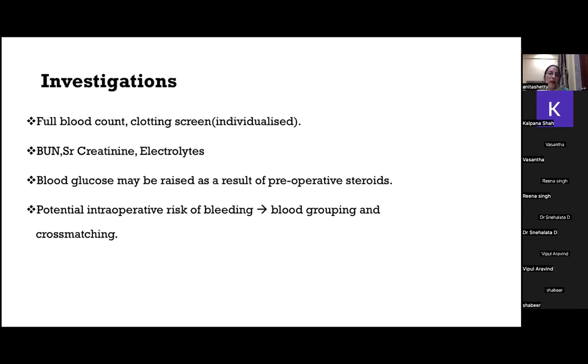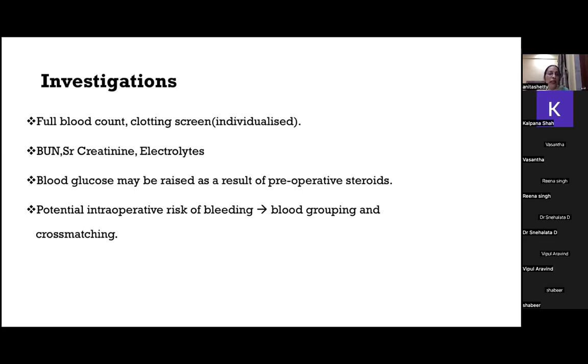So whether in a vascular tumor, how much blood should be grouped and cross-matched. In patients with tumors, they can have increased incidence of thromboembolism. They may be on low molecular weight heparin, so the clotting screen should be individualized. The renal functions can be impaired due to the use of osmotic diuretics, diabetes insipidus, and many other conditions.